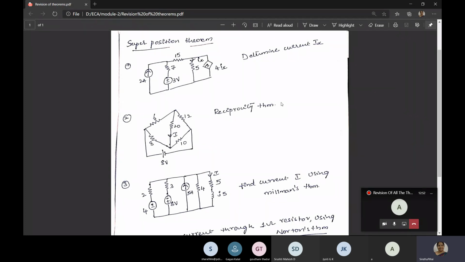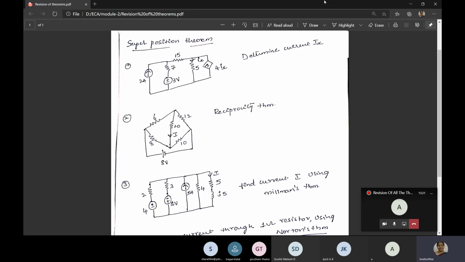So first we'll go on with superposition. We have the superposition theorem, reciprocity theorem, Millman's theorem, next Thevenin's and Norton's, and the last one is maximum power transfer. So all these theorems are your second module portion, and all that depends upon the basics of the first module. So becoming perfect with the first module is required, where we'll be using all the theorems. Each has its own method of solving, so you have to follow them.